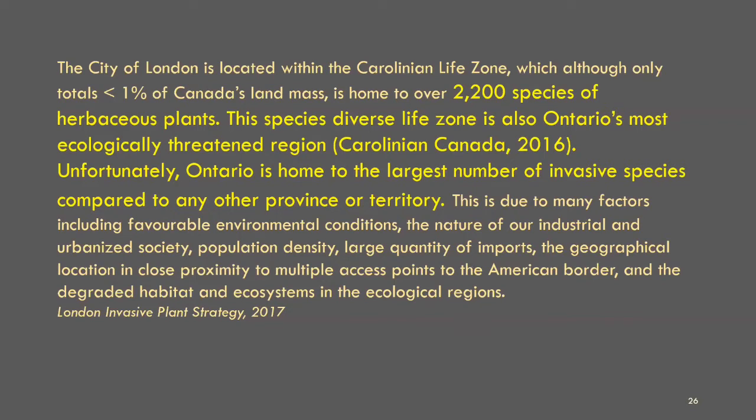Linda has covered this in her information, but this is such a diverse area, including Carolinian areas right in London. We're very fortunate to have these because they enable great diversity of wildlife, including birds, insects, and more. Due to many factors, including favorable environmental conditions, the nature of our industrial and urbanized society, population density, large quantity of imports, the geographical location and close proximity to multiple access points to the American border, and the degraded habitat and ecosystems in the ecological regions, we've lost a lot of land, but we also have a very large number of invasive species compared to any other province or territory. So, next slide.